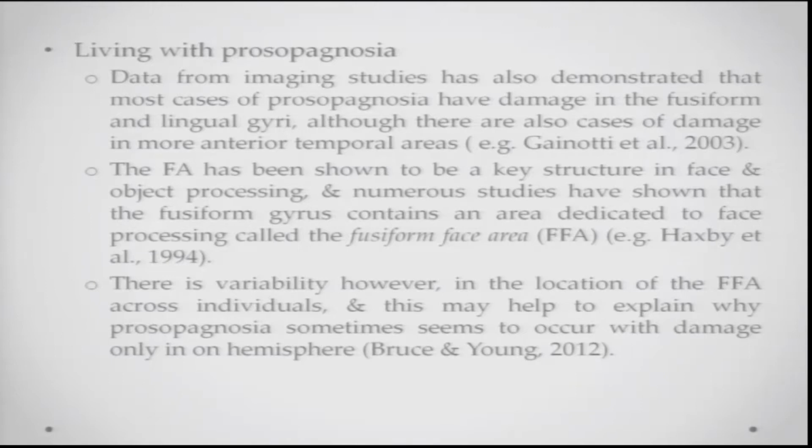Data from imaging studies has also demonstrated that most cases of prosopagnosia have been found to have damage in the fusiform and the lingual gyri, although there are cases of damage in the more anterior temporal area. The fusiform area has also been shown as a key structure in face and object processing in numerous other studies, and it has been shown that an area in the fusiform gyrus, now known as the fusiform face area, is a critical region in recognizing faces. There is variability, however, in the location of the fusiform face area in individuals, and this may help to explain why prosopagnosia sometimes seems to occur with damage only in one of the hemispheres.